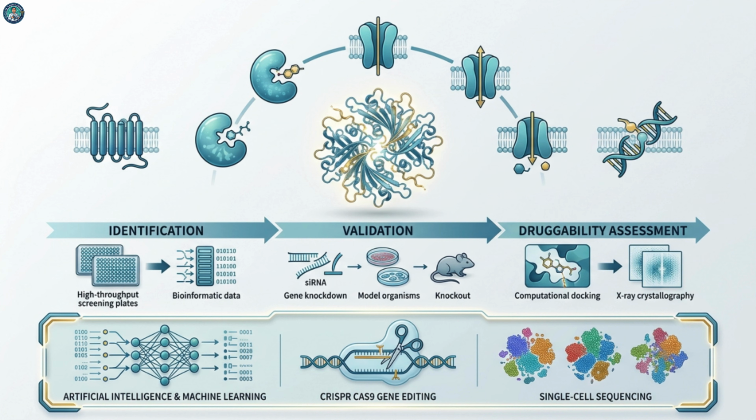Successful target identification, validation, and druggability assessment are essential for developing safe and effective medicines. Emerging technologies such as artificial intelligence, CRISPR screening, single-cell sequencing, and advanced structural biology are revolutionizing the discovery of new drug targets and shaping the future of precision medicine.